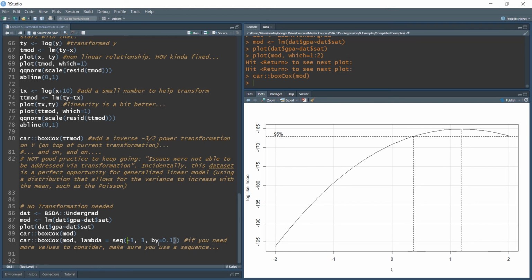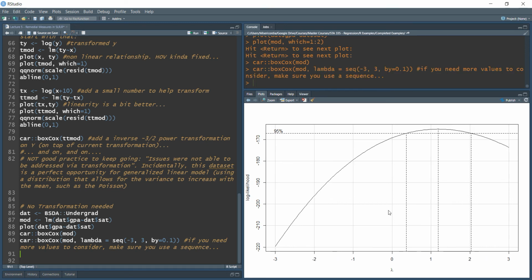So I want to go from -3 to +3. I want to contain more of this interval, and I want to make sure that we calculate at each of the lambdas of 0.1. So 1.1, 1.2, 1.3, and so forth. Doing this, I can see that my curve extends out to 3, and I see that my 95% confidence interval goes out to 2. Now, there are many nice numbers included in here. 0.5, 1, 1.5, and 2. All of these are possible transformations, but I want you to note that 1 is a possible transformation here.